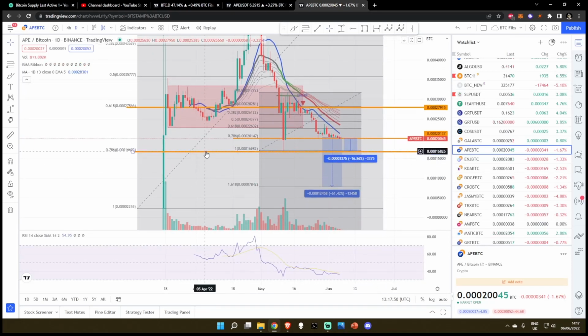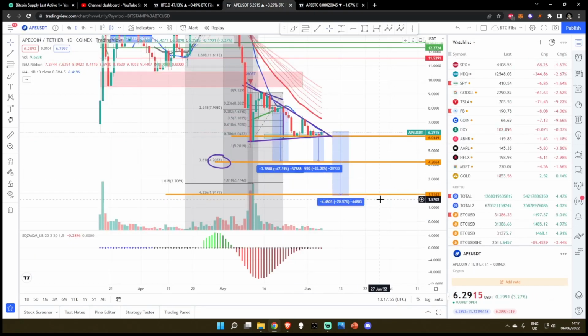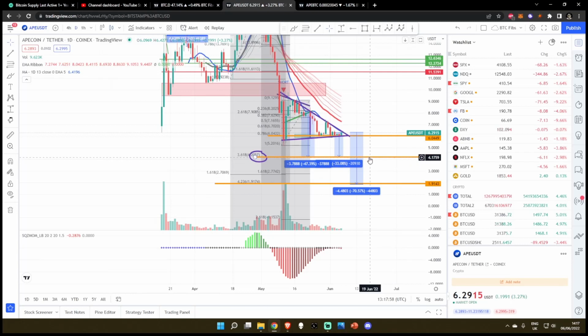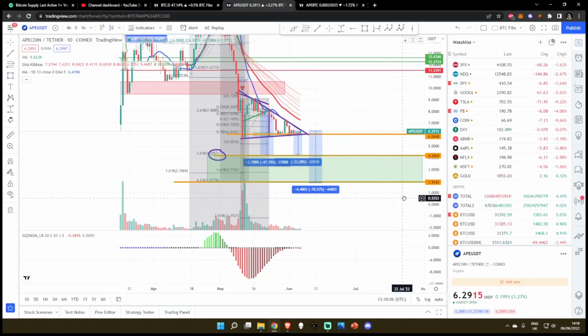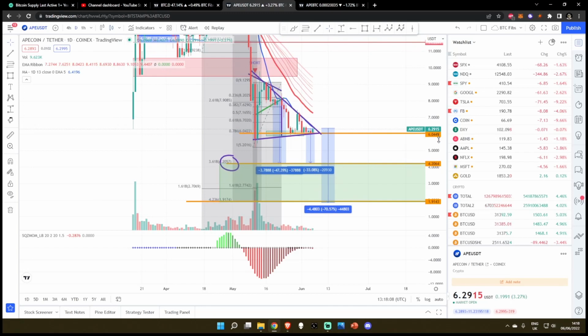But if we do capitulate below this 786, then we could wipe out a lot of the market over on ApeCoin. So I do think the bottom for ApeCoin is going to be anywhere between this $4.20 range and $1.89 range. Now, there's going to be a lot of people asking me, where am I going to be buying? When am I going to be buying the dip? Do I have a price target for these altcoins?